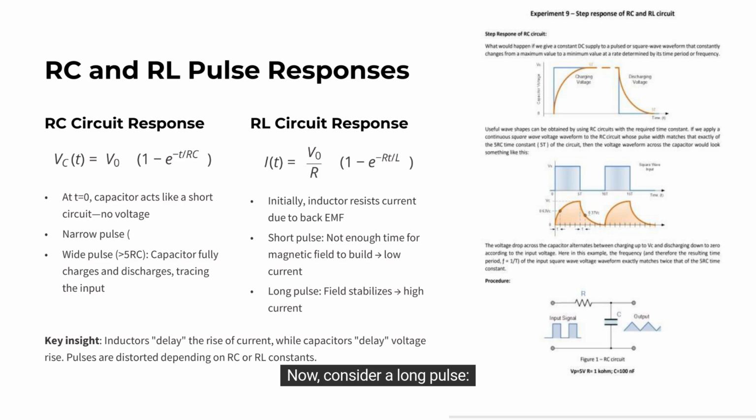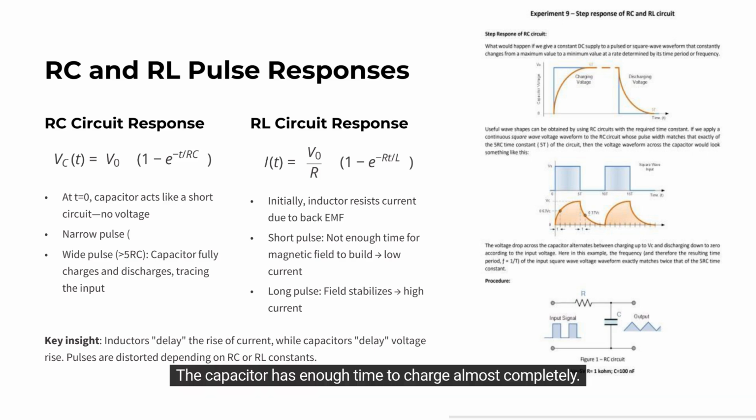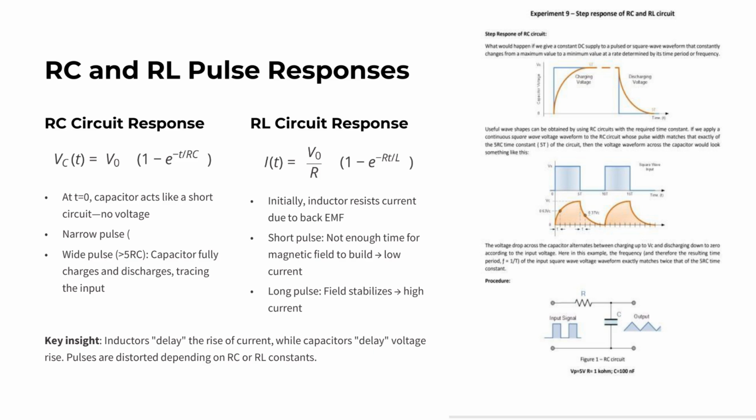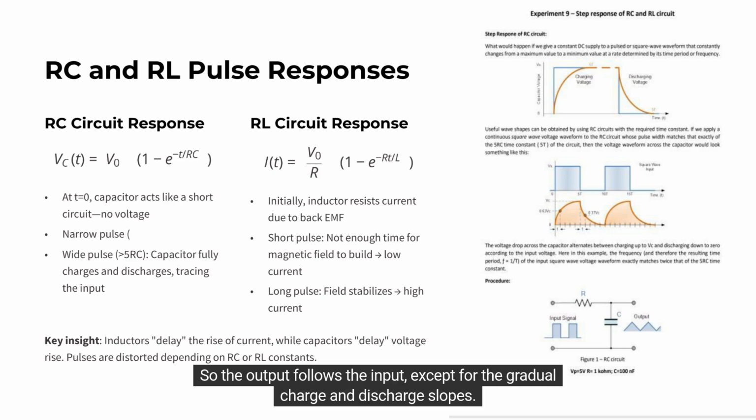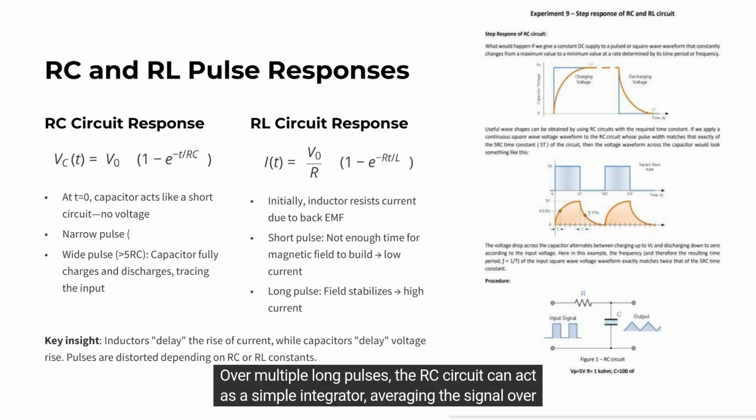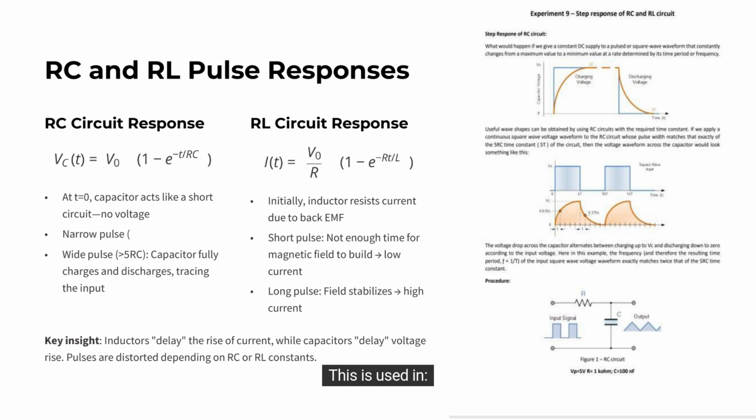Now consider a long pulse. The capacitor has enough time to charge almost completely. When the pulse ends, the capacitor discharges exponentially, so the output follows the input, except for the gradual charge and discharge slopes. Over multiple long pulses, the RC circuit can act as a simple integrator, averaging the signal over time. This is used in smoothing circuits for PWM signals and low-pass filters in audio or sensor systems.